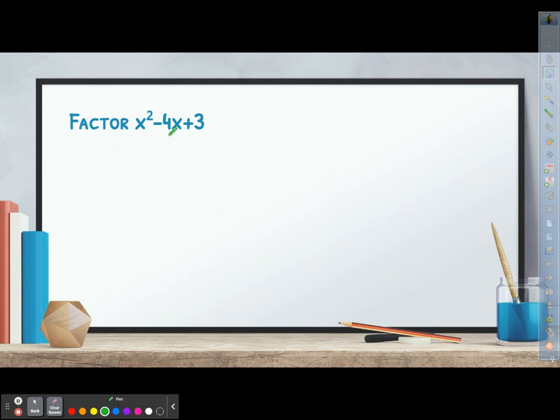All right, now we're going to factor x squared minus 4x plus 3. So we have to find factors of positive 3 that have a sum of negative 4.